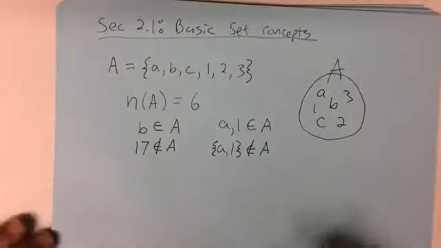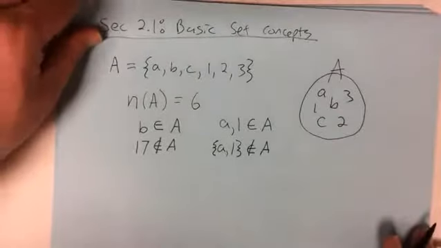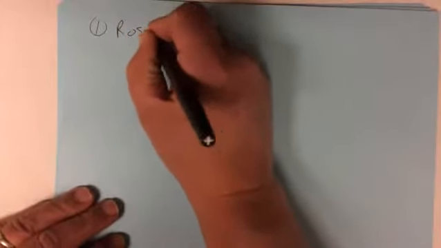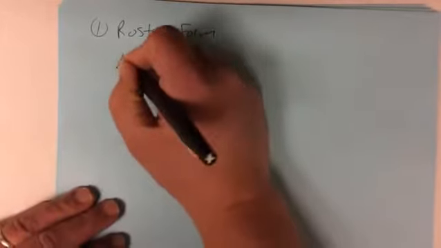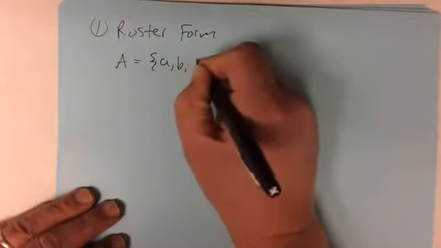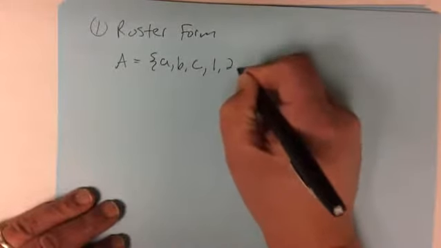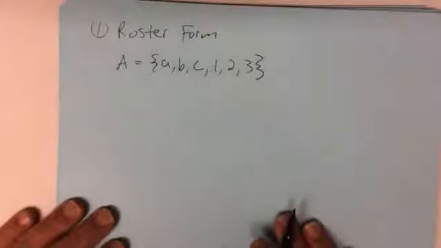Okay. Now there's 3 ways to denote a set. The book gives you 3 ways. Okay, the first way is roster form, and this is the form that I've been using, where you just list them out in brackets, like A, B, C, 1, 2, 3. Okay, that's roster form.